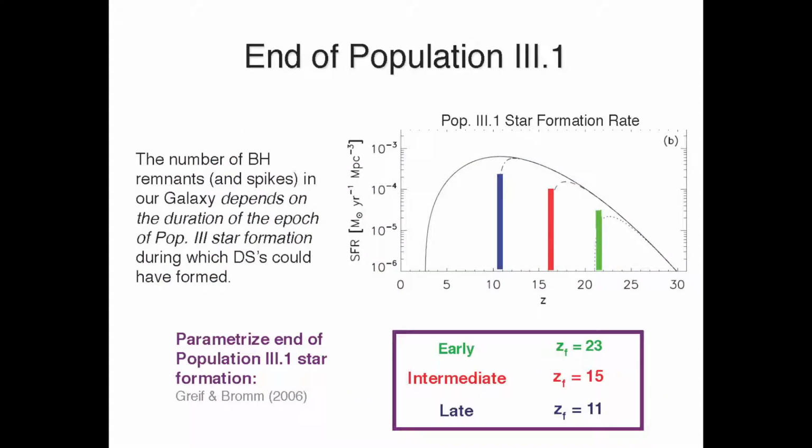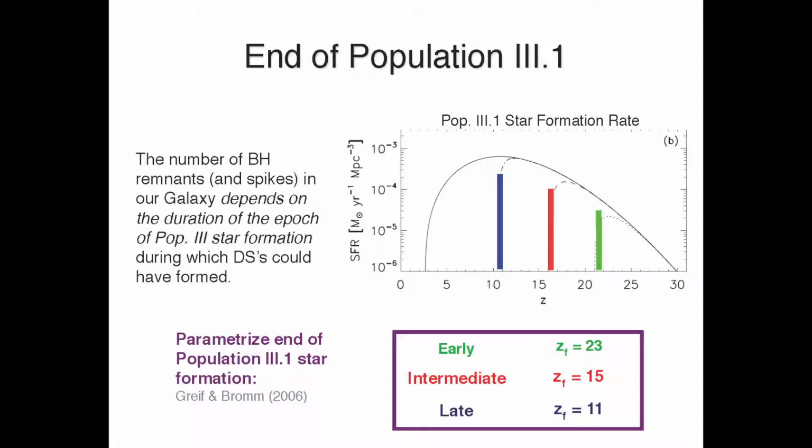So if we want to predict a signal from the remnants, we need to know how many formed over the course of cosmic history. And so if we think about the number of black hole remnants and spikes in our galaxy, we have to relate that back to the number of stars that ever formed, so the population 3 star formation rate. This is a cartoon picture, as I'll show you in a second. We actually use numerical n-body simulations to figure this out. But we parameterized the end of population 3 star formation. We don't really know when it ends, but we took some guidance from Greif and Bromm.